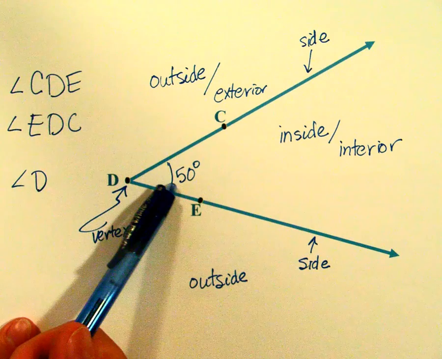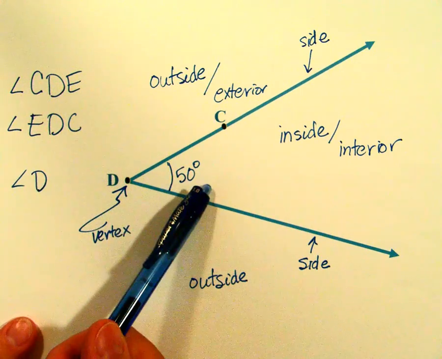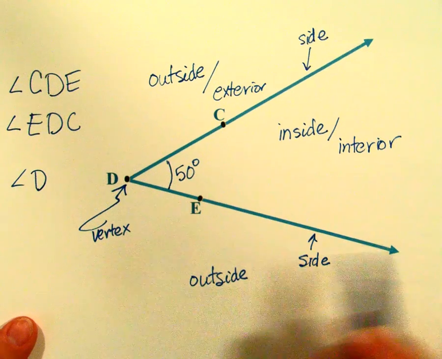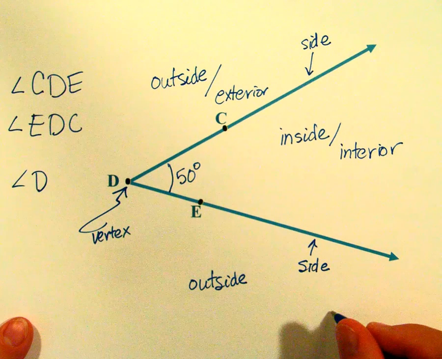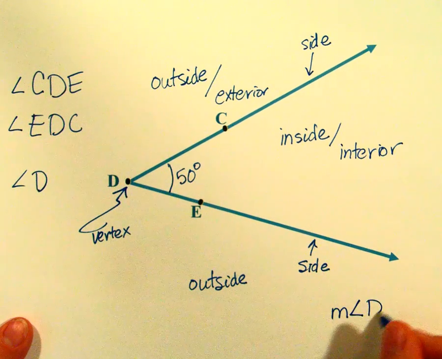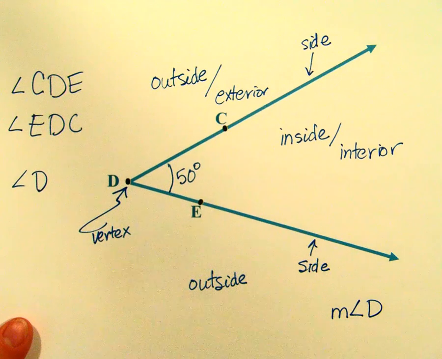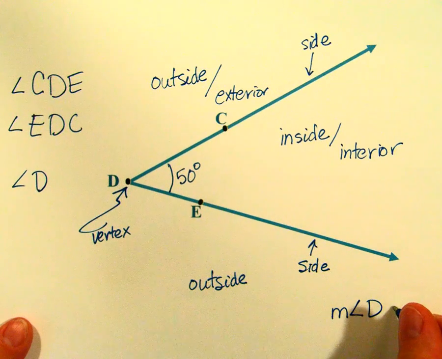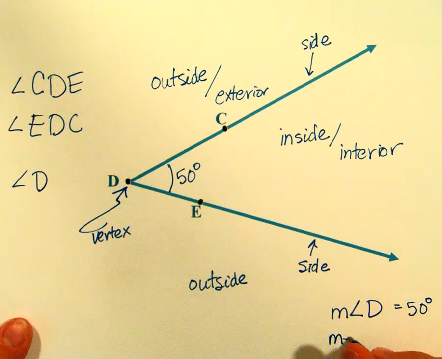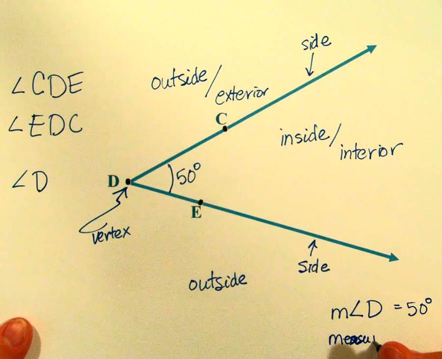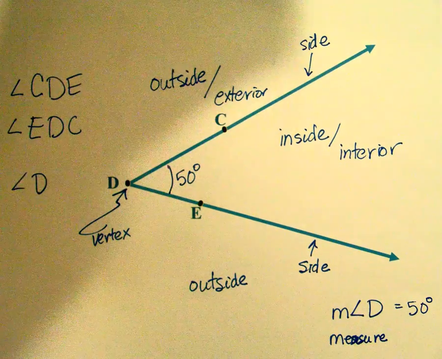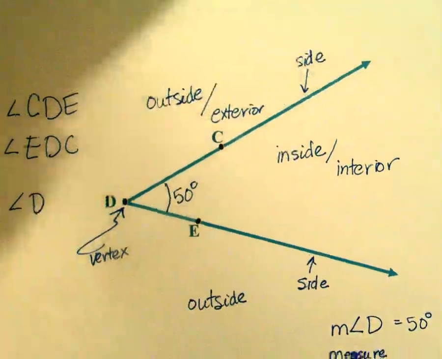Well, if I want to talk about how big it is, this is angle D. How big is angle D? Now, this is kind of cumbersome to talk about. What we're going to say is that the measure, M for measure, of angle D, or CDE, or EDC, doesn't matter, the measure of angle D is 50 degrees. That's a number. The measure will be a number, 50. So the measure of it is 50 degrees. That's how we say it.